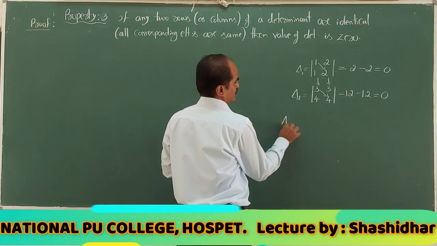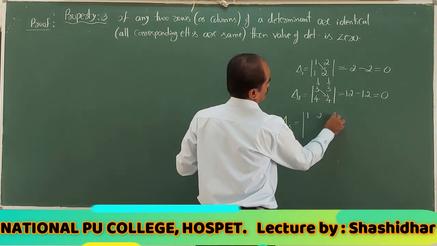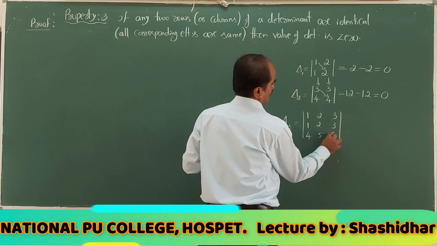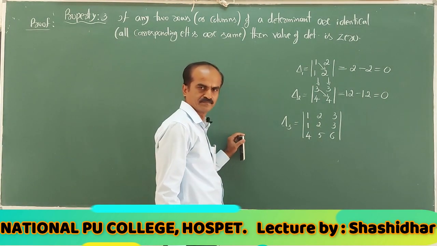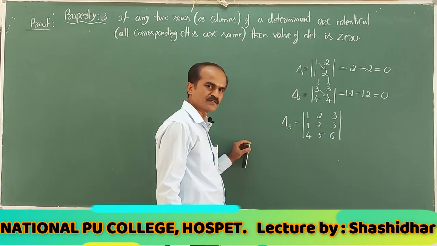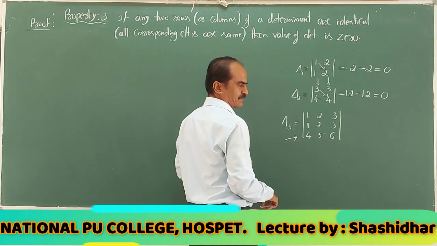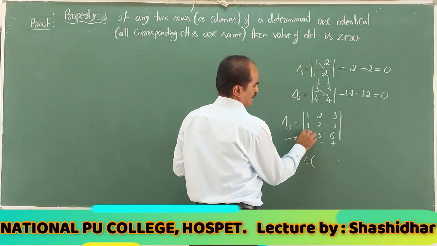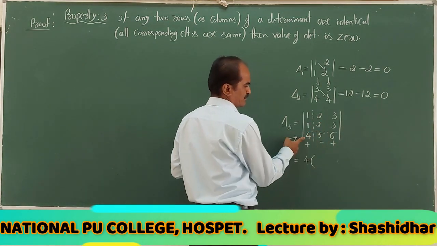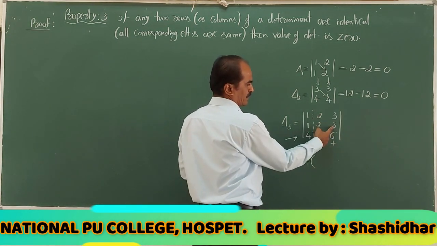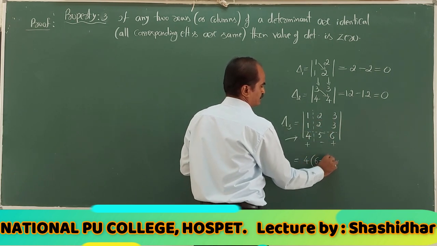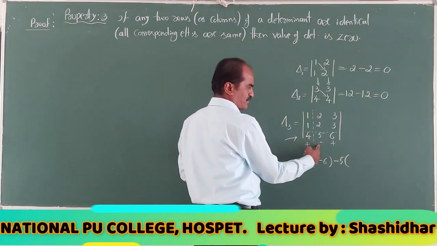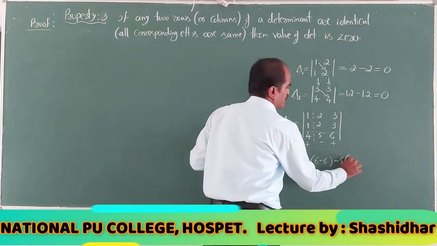Let me take delta 3. First row 1, 2, 3. Second row 1, 2, 3. Third row 4, 5, 6. Now if you expand, you are ending with 0. For convenience, I choose R3. What are the signs? Plus, minus, plus. Expand 4 into, leave third row, first column, because 4 is present in third row, first column: 2 into 3, 6, minus 2 into 3, 6. Minus 5 into, leave third row, second column: 1 into 3, minus 1 into 3.